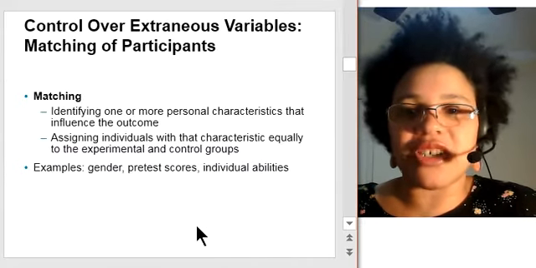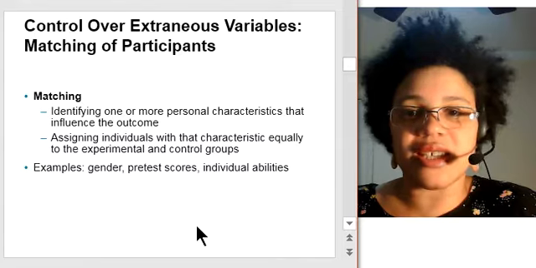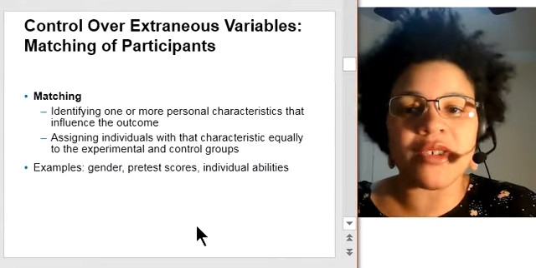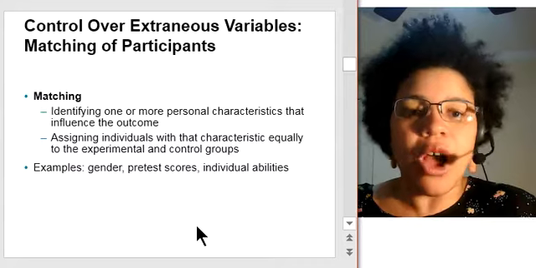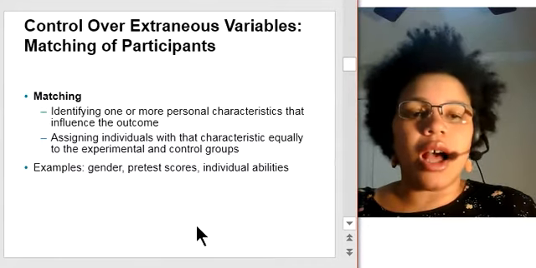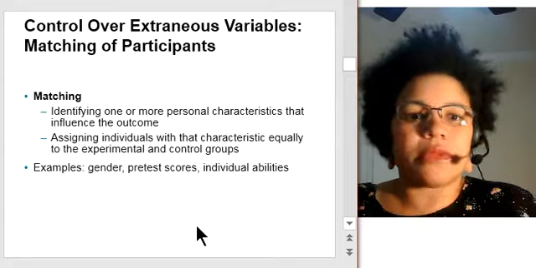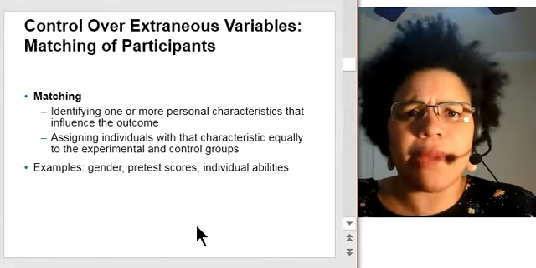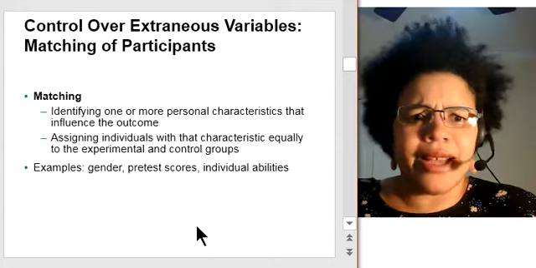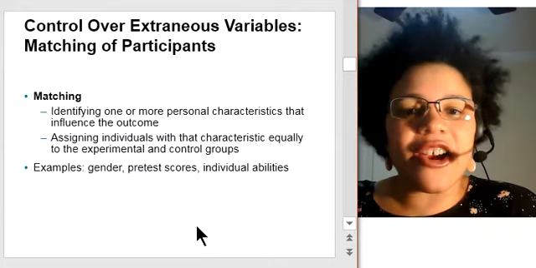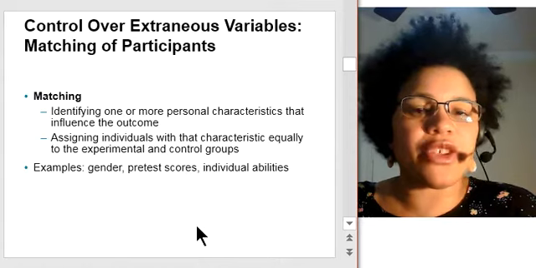Another way is to match participants. This is another way to deal with extraneous variables. So we might identify one or more personal characteristics that influence the outcome. For example, if we believe that gender relates to, I don't know, acquiring computer programming knowledge, we might assign individuals with that characteristic equally to the experiment and the control group.